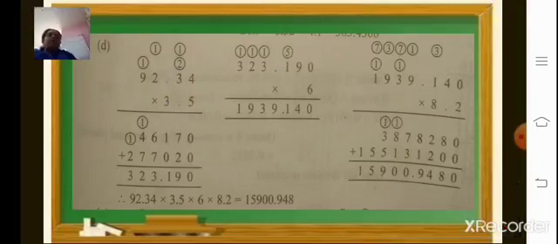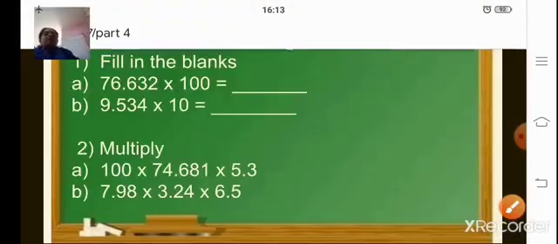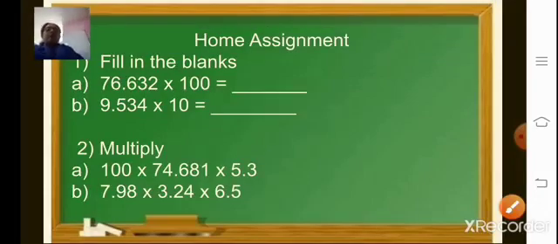Based on this, home assignment for you: 2 filling the blanks and 2 multiplication sums, which you have to do in your homework part. So hope you all have understood multiplication of decimal numbers.